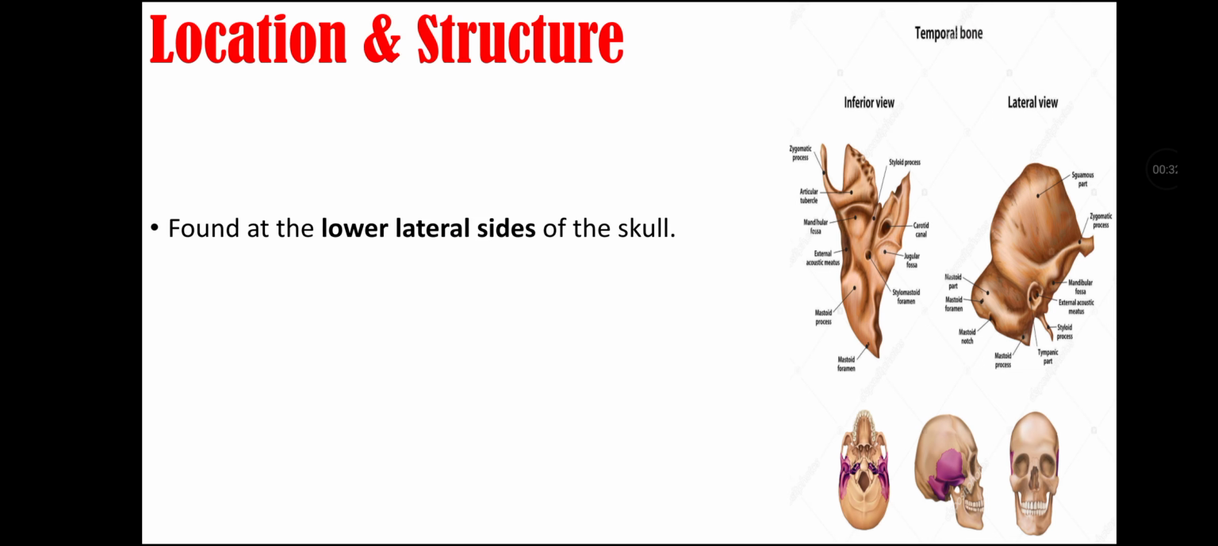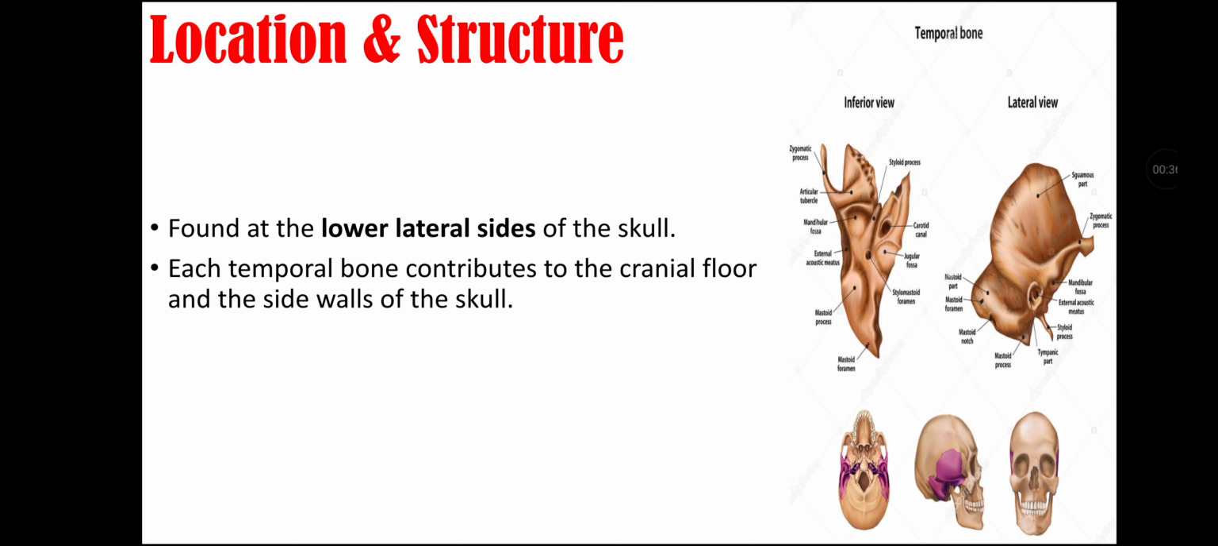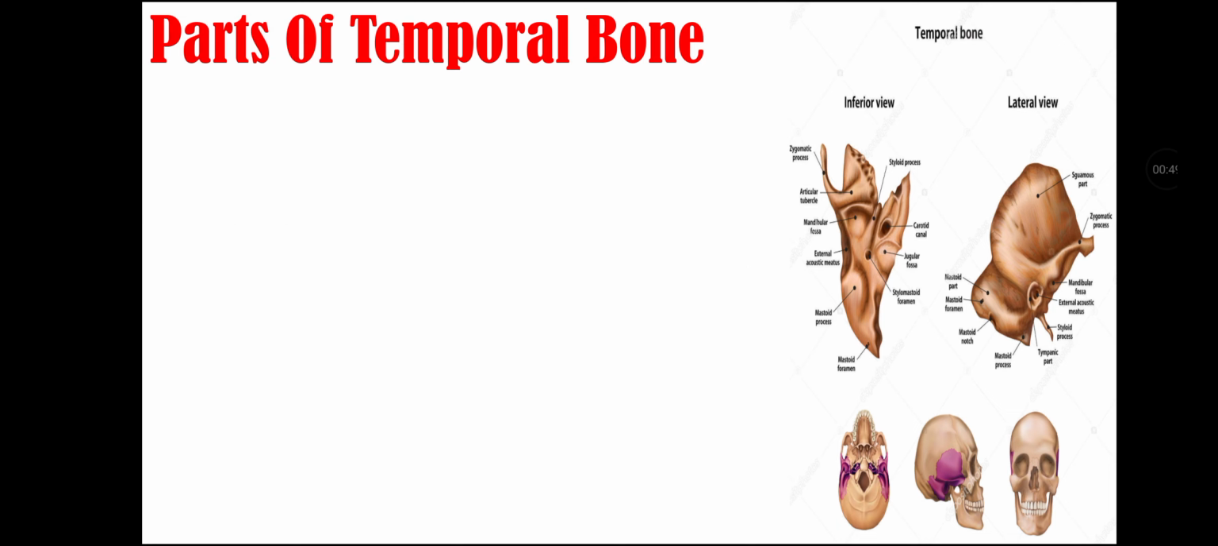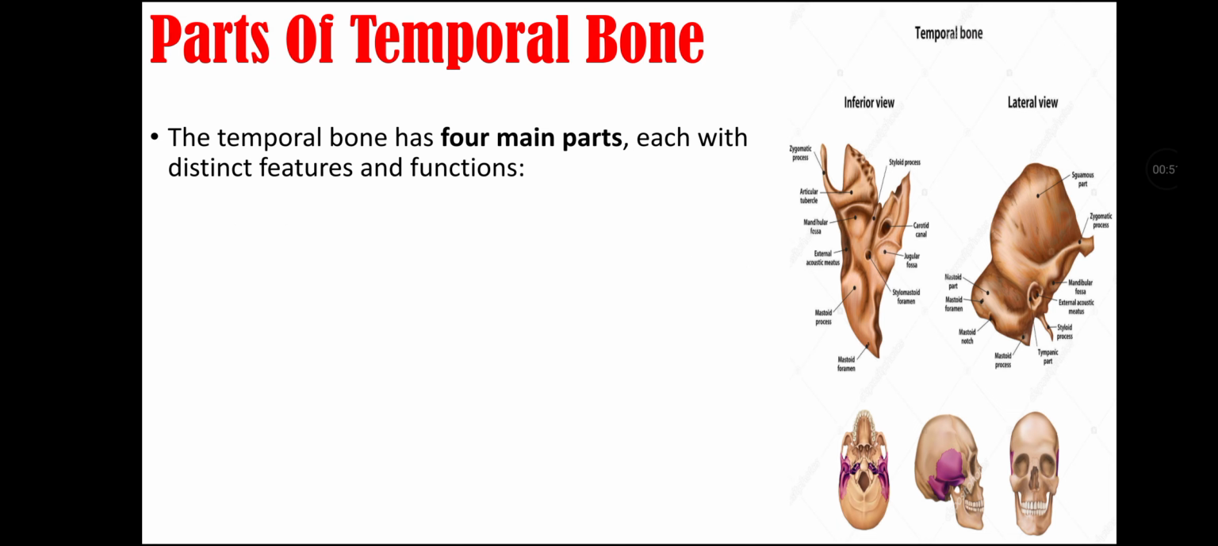Location and structure of temporal bone. They are found at the lower lateral sides of the skull. Each temporal bone contributes to the cranial floor and the side wall of the skull. They articulate with the parietal bone, occipital bone, sphenoid bone, and zygomatic bone, as well as the mandible at the temporomandibular joint. Parts of temporal bone are: temporal bone has four main parts, each with distinct features and function.